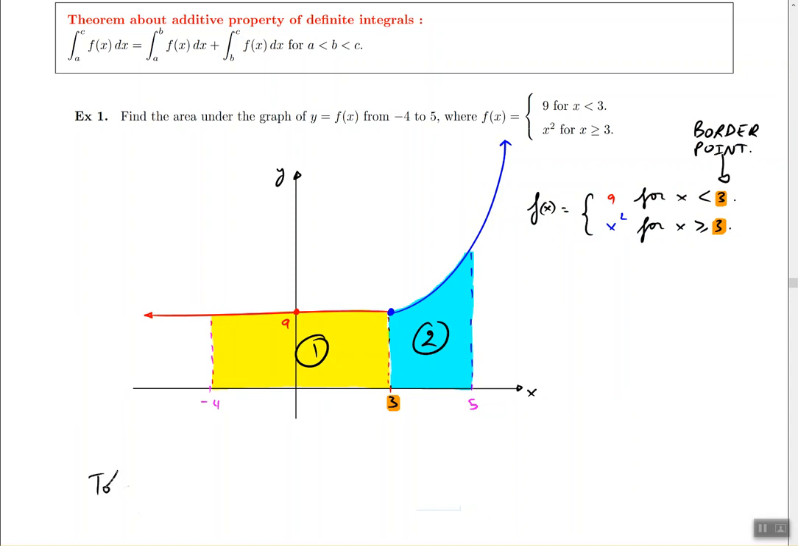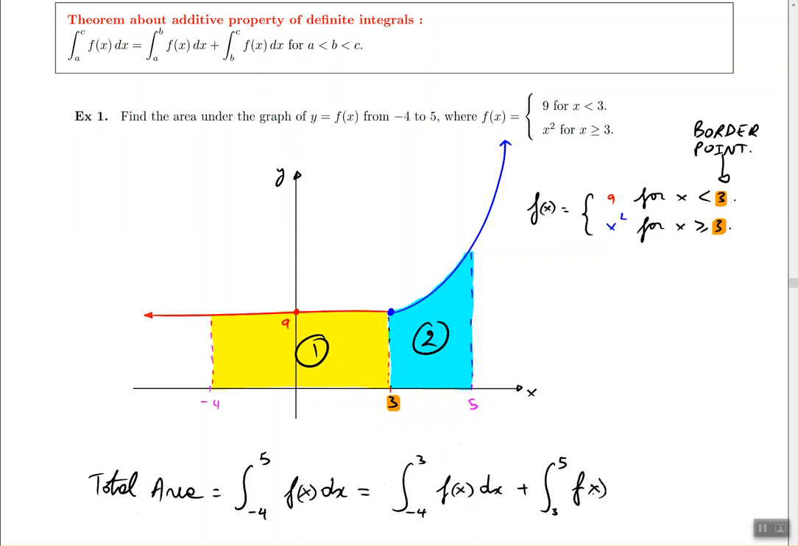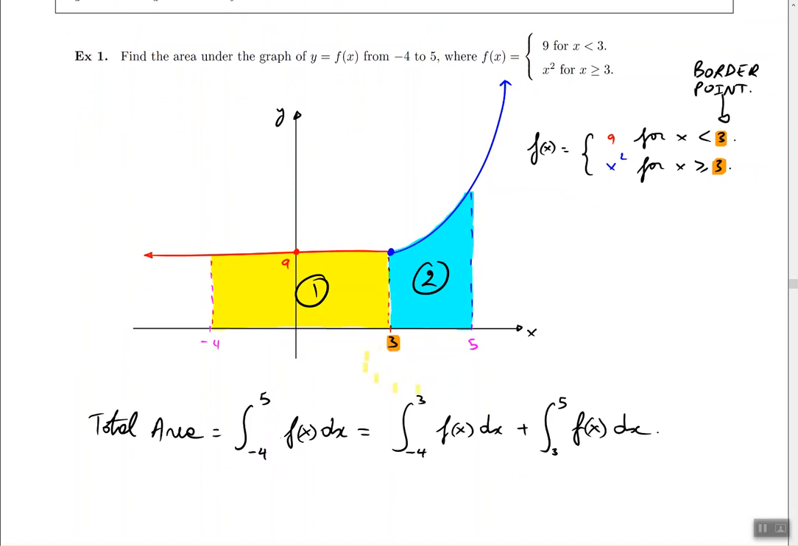So the total area that we're looking for, the integral from -4 all the way to 5 of f of x dx, cannot be done in one shot. It has to be done in two parts. It has to be done from -4 to 3, and 3 is the border point under the function f of x. And then we have to do another integral from the border point 3 all the way to 5 of f of x dx. The first integral represents the yellow region, and the second integral represents the blue region.